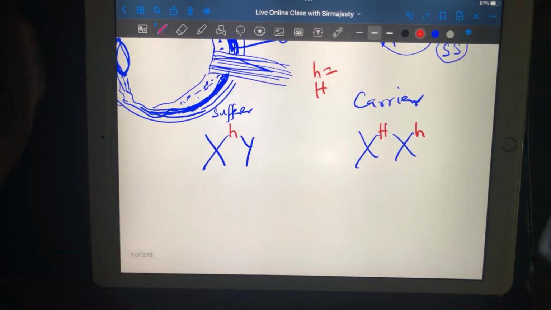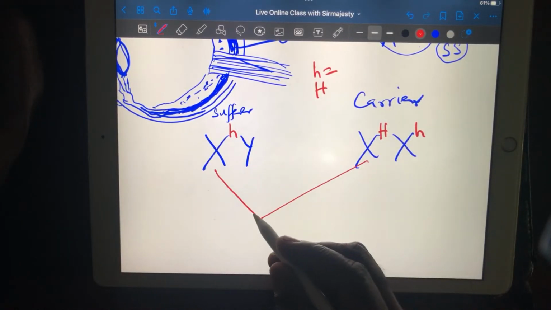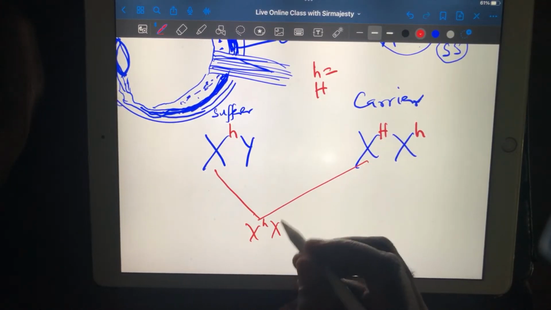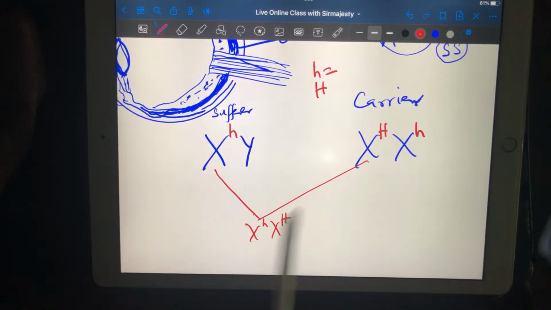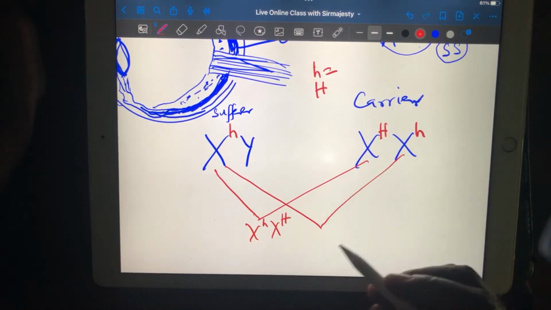Let us cross it. Remember, this is a sufferer. Okay? This is the defective X from the man. What will he give us? X, and this person is a carrier. This is a female, a carrier. Then this person also, who is this person?